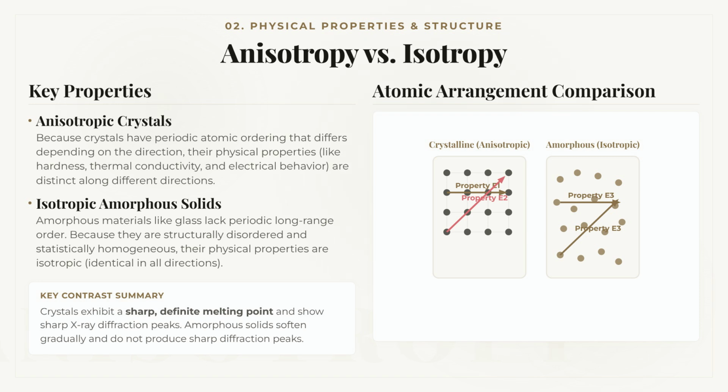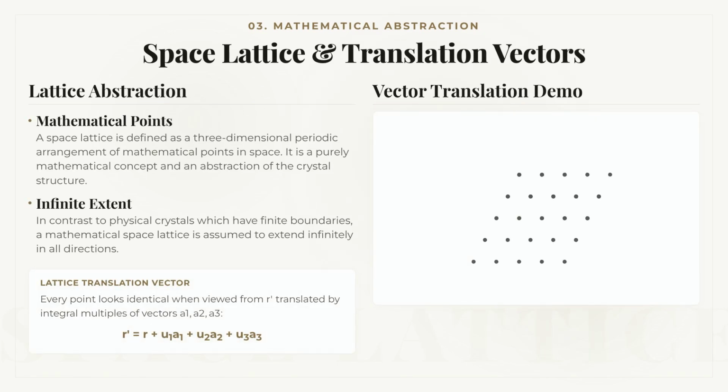Crystals and amorphous solids also differ in their thermal behavior. Crystals have a sharp and definite melting point. Amorphous solids do not melt sharply. Instead, they soften gradually over a range of temperatures. Their X-ray behavior is also different. Crystals produce sharp X-ray diffraction patterns because of their regular atomic order, while amorphous solids do not produce sharp diffraction peaks. Now, let us understand the concept of a space lattice.